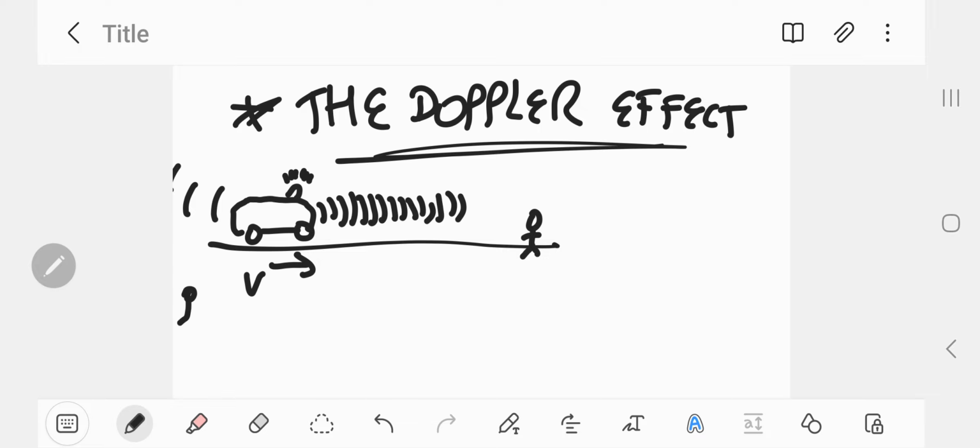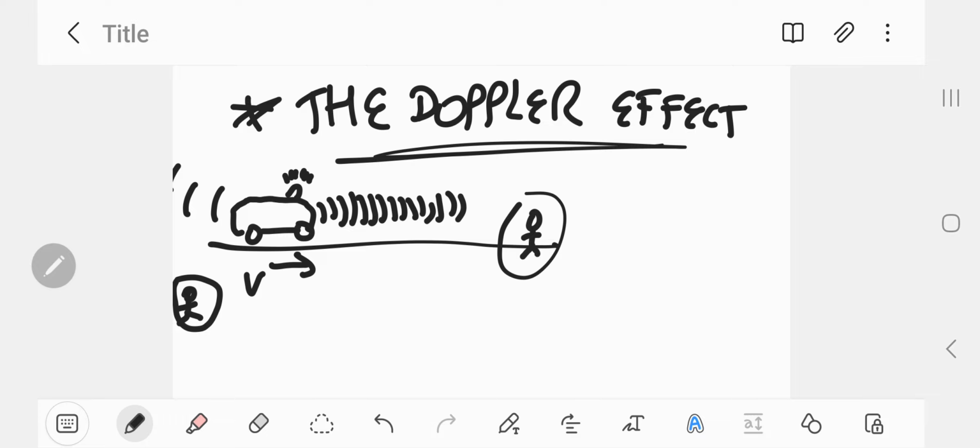If someone was standing at the back of the ambulance, as the ambulance is driving past towards the right, this observer would hear a high pitch, and then eventually as the ambulance moves away to the right, they'll hear a low pitch. And similarly for this person here, this observer.